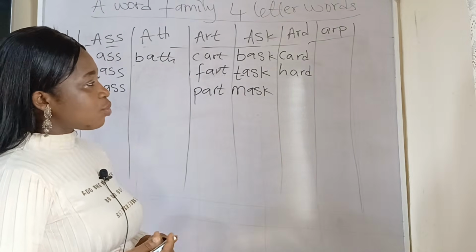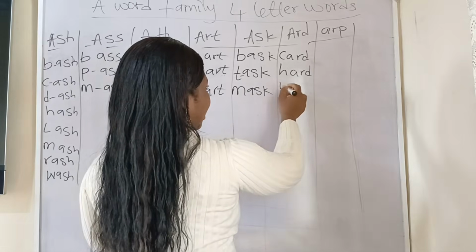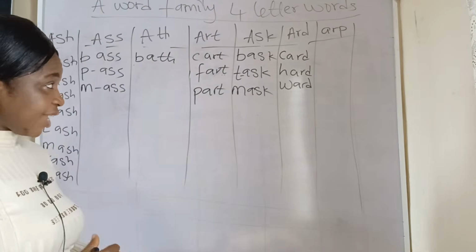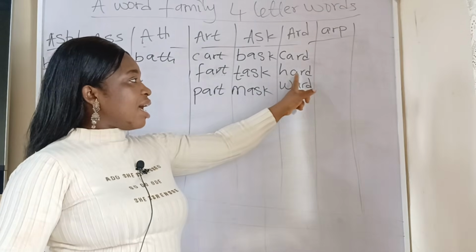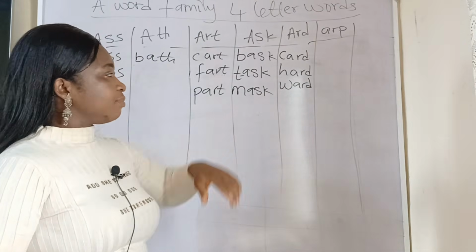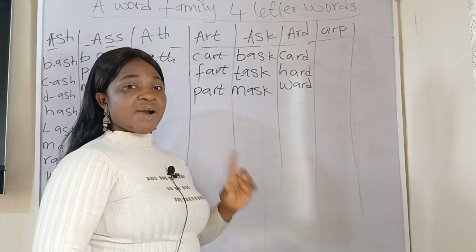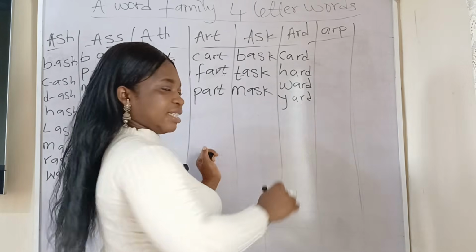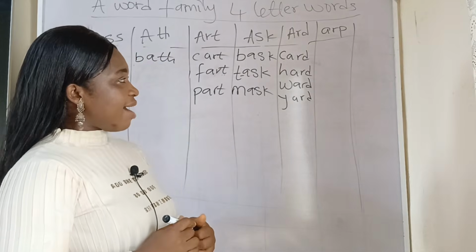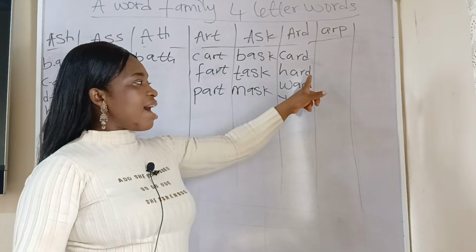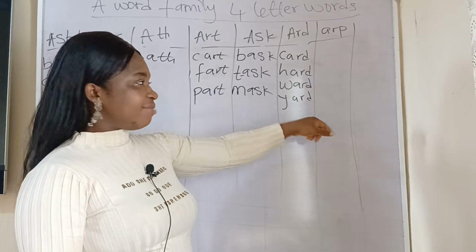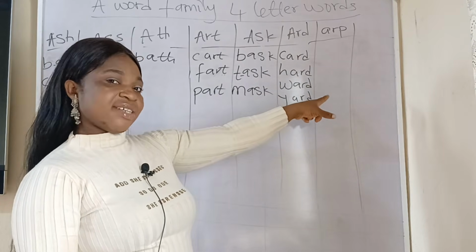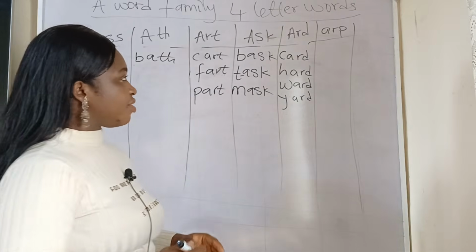And as well, if I decide to add W, I'm gonna have word. Okay, so I have card, hard, and word. Okay, if as well I choose to add Y, I'm gonna have yard. Okay, we have card, hard, word, yard. So you can do well to add the remaining one.